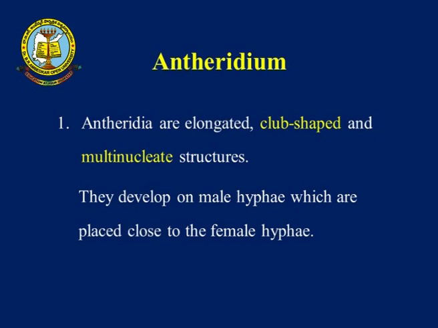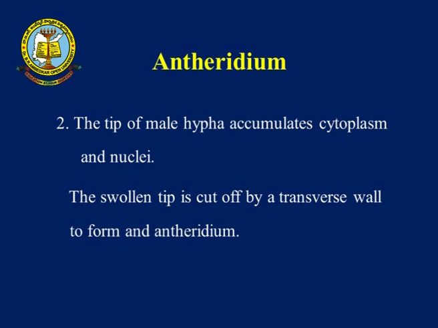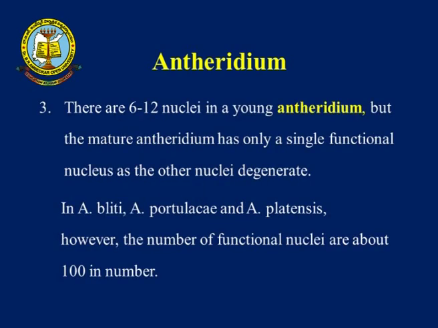Now, antheridia are elongated, club-shaped, multinucleate structures. They develop male hyphae which are placed closely to female hyphae. In this close association, the female reproductive organ is there, beside the male reproductive organs. The tip of the male hyphae accumulates cytoplasm and nucleus. The swollen tip is cut off by a transfer wall from the antheridia. Young antheridia have 6 to 12 nuclei, but a mature antheridium has only a single functional nucleus, as the other nuclei degenerate. So this is the antheridium.